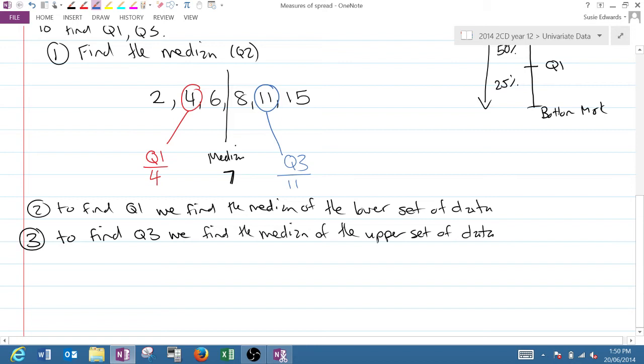So the last step in this, how do we find the interquartile range? Good. Q3 take Q1 equals the interquartile range. So we've got 11, take 4, equals 7. So your IQR equals 7. Any questions?